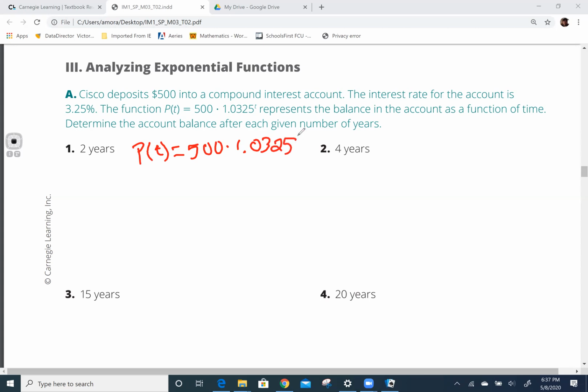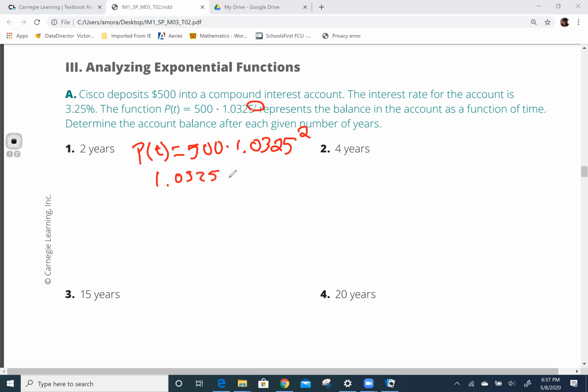Okay, so all we're doing is instead of writing t, we're gonna write down 2. Okay, so that's it. Basically, just type in the calculator 1.0325 raised to the second power, and then multiply that by 500. Make sure you do order of operations first. Some calculators don't follow order of operations. So if you type in 500 times 1.0325 and exponent to the second power, they're going to do the multiplication first, and you're going to get the wrong answer.